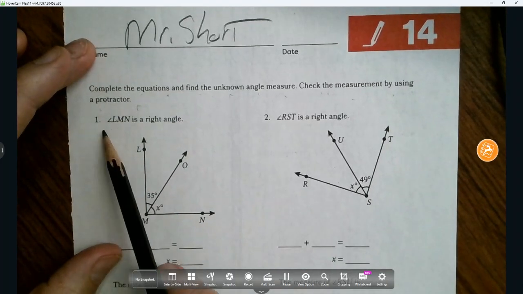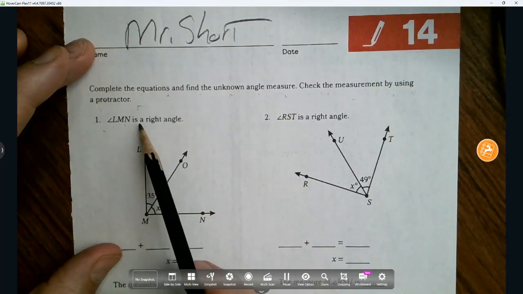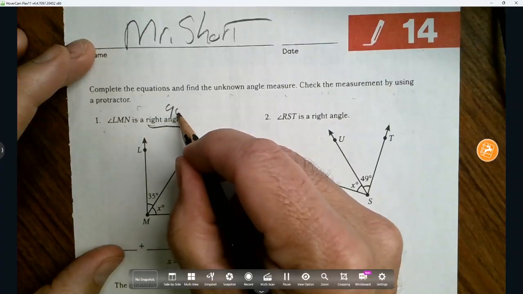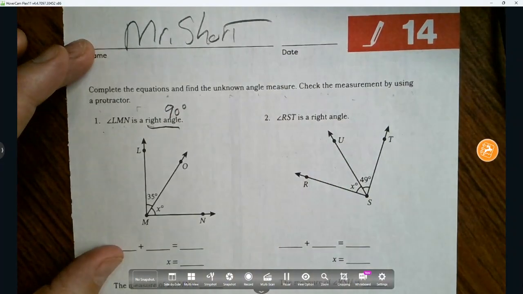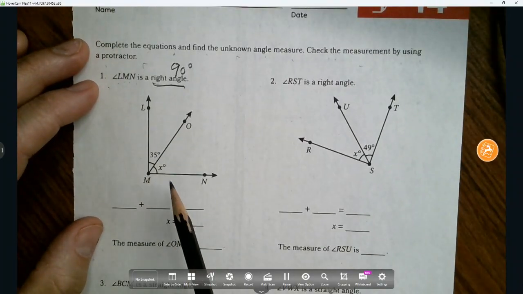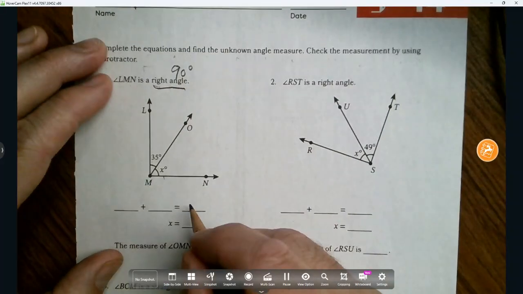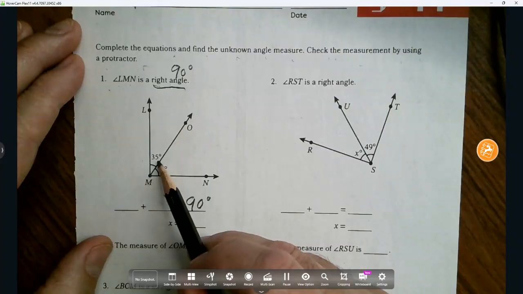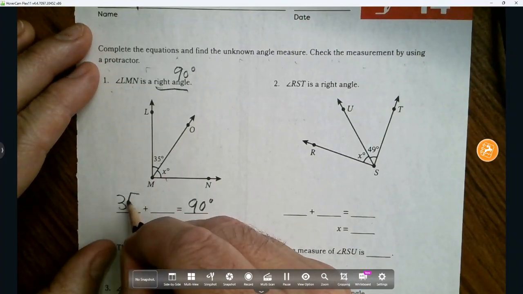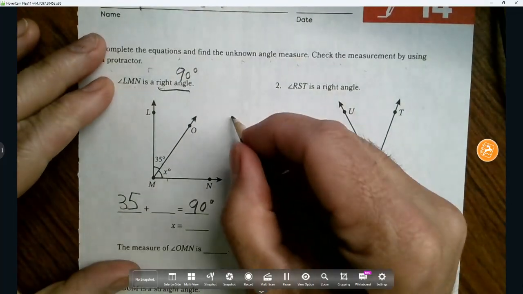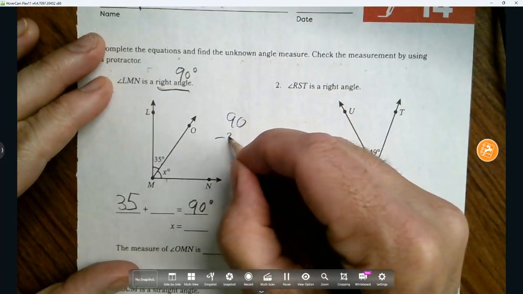It says angle LMN is a right angle. It tells us it's a right angle, so that means it is a 90-degree angle. It wants us to find what x is because it doesn't give us x. Well, we know the total is 90 degrees. It gives us 1, so we know this is 35 over here. So now this is just a subtraction problem. Now we just need to take 90 minus 35.